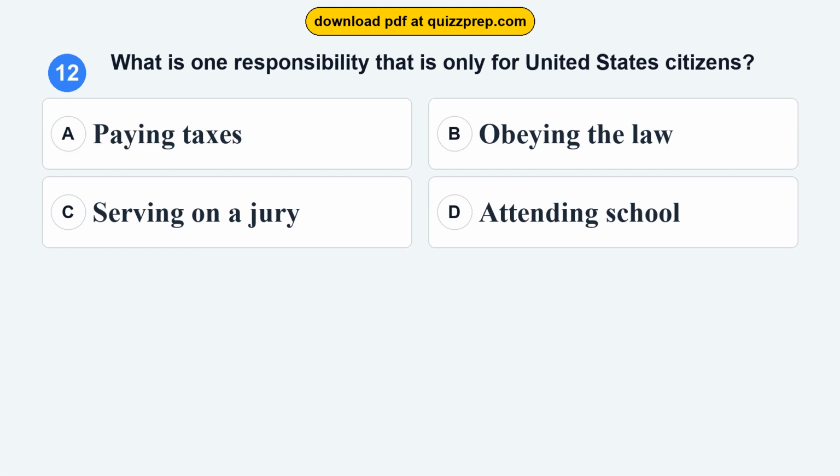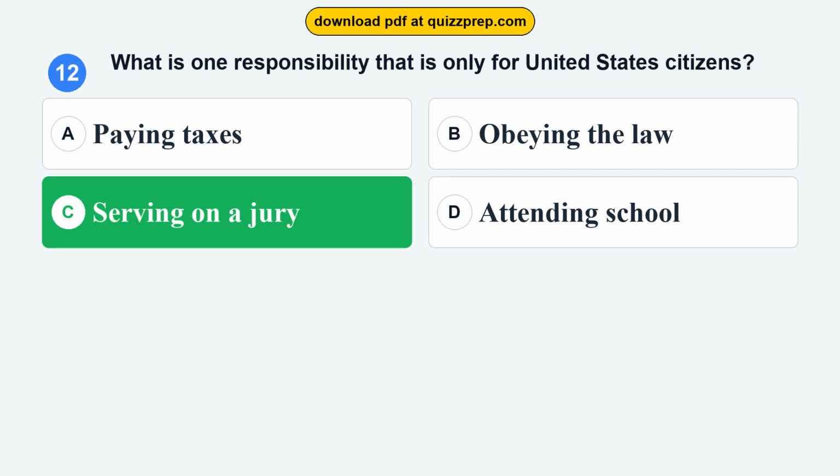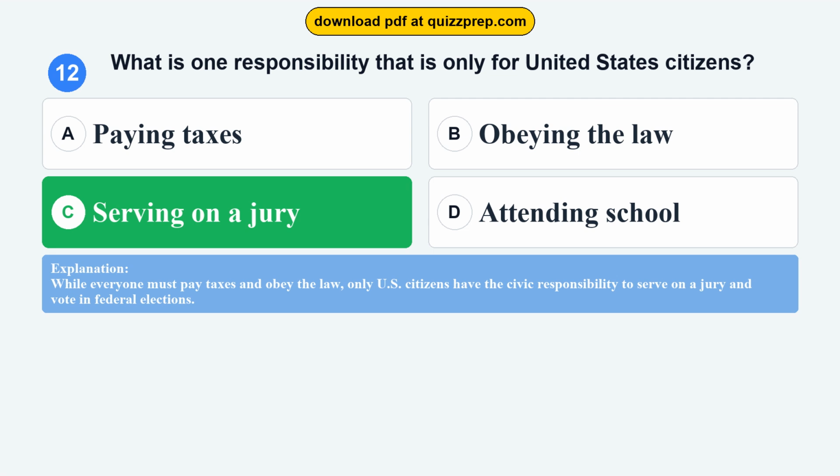Question 12. What is one responsibility that is only for United States citizens? Option A. Paying taxes. Option B. Obeying the law. Option C. Serving on a jury. Option D. Attending school. The correct answer is option C. Serving on a jury. While everyone must pay taxes and obey the law, only U.S. citizens have the civic responsibility to serve on a jury and vote in federal elections.